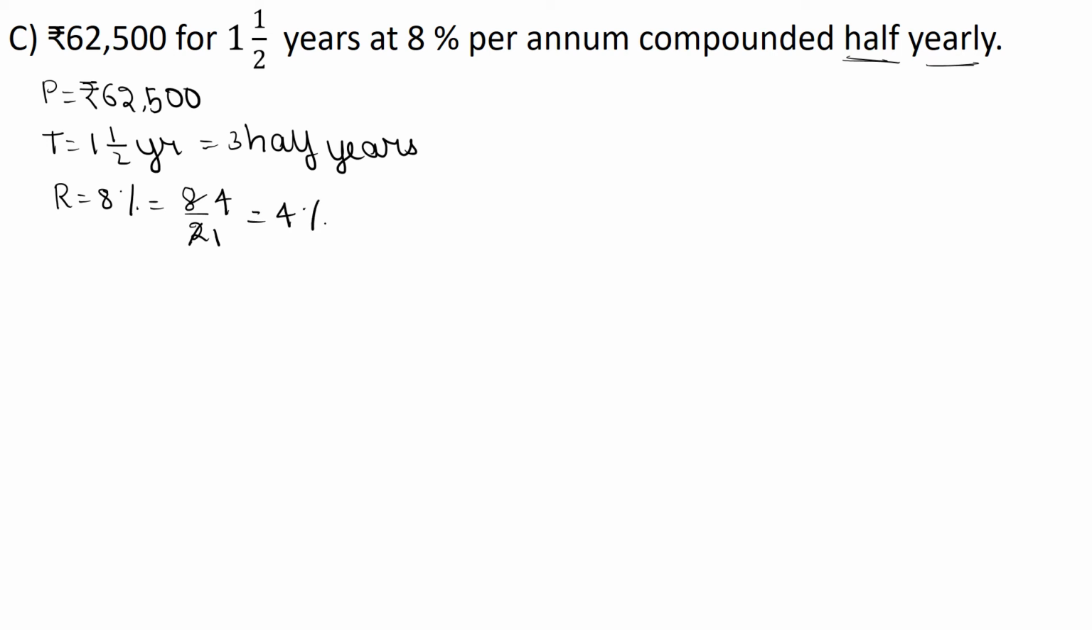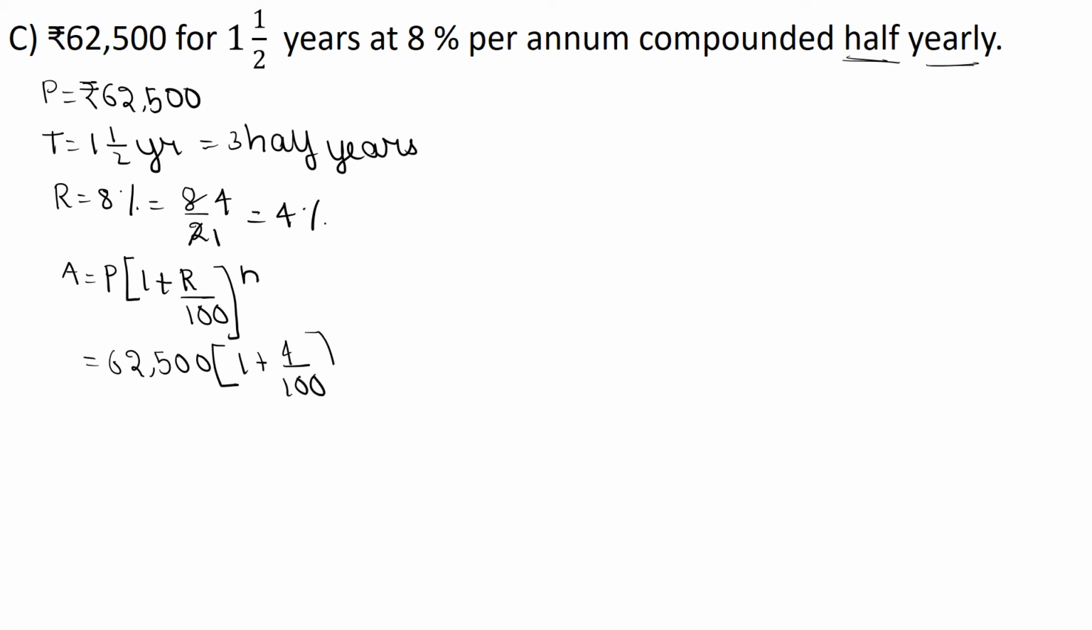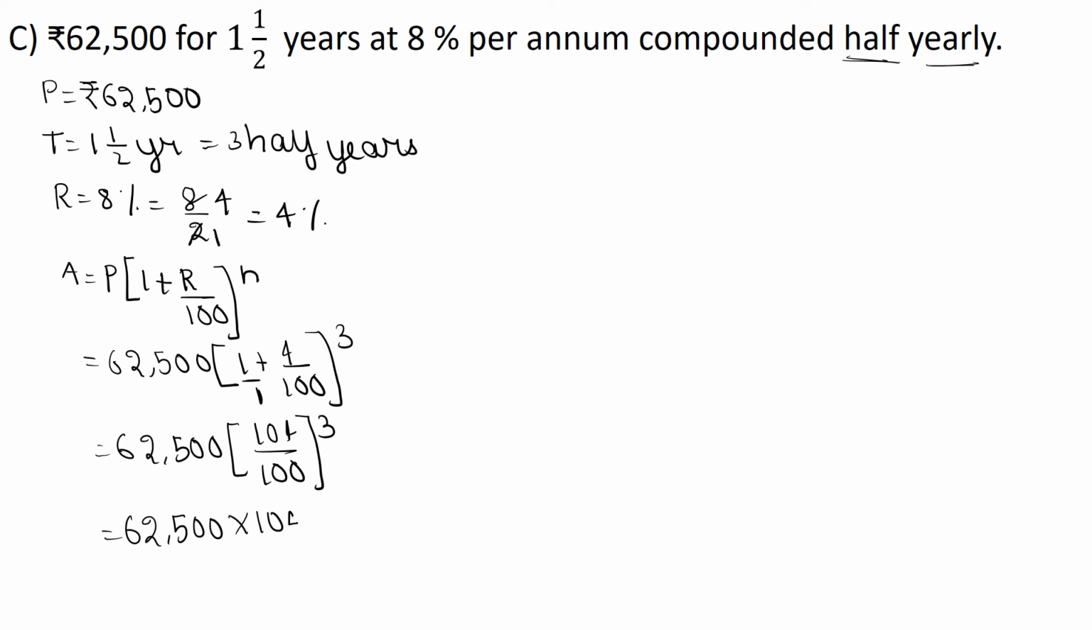Compound interest formula: A is equal to P (1 plus R by 100) whole power N. P is 62,500, 1 plus R 4 by 100, time 3. 62,500, here when we take 1 and 100 LCM, we get 104 by 100 whole power 3. 62,500 into 104 by 100.